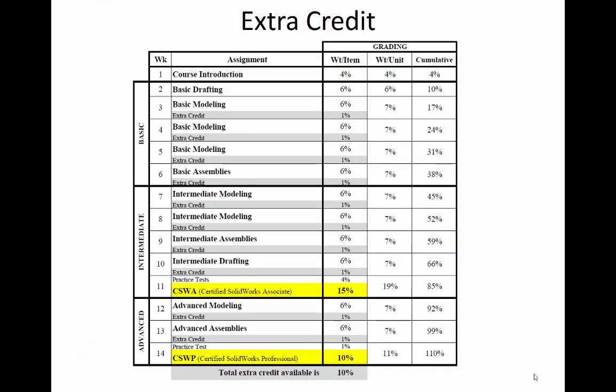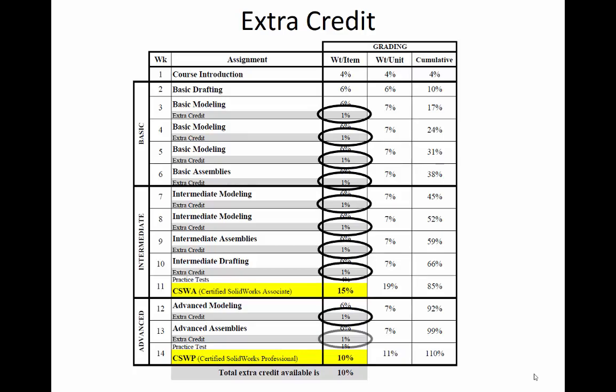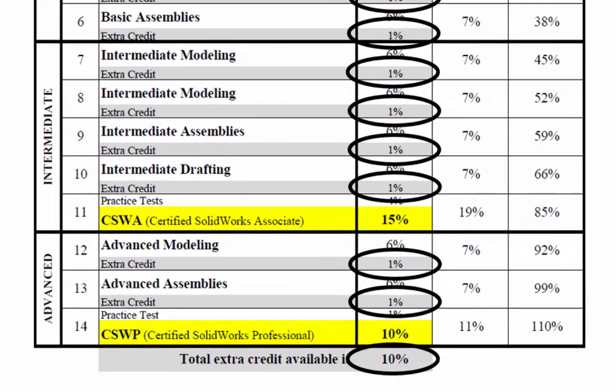Now let me take a minute to highlight the extra credit opportunities available in this class. You will notice that most weeks include an optional extra credit assignment to help you deepen your learning. Each of them is worth an extra 1% on your final grade. You will notice that there are a total of 10 extra credit assignments throughout the semester, totaling 10% extra credit available in this class, which means your final grade could be as high as 110% at the end of the semester.